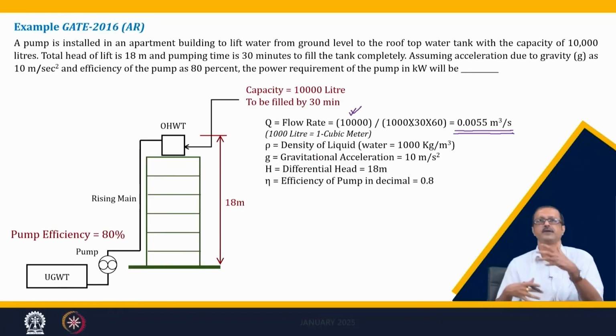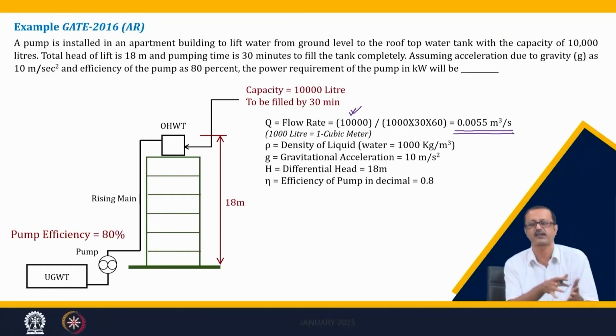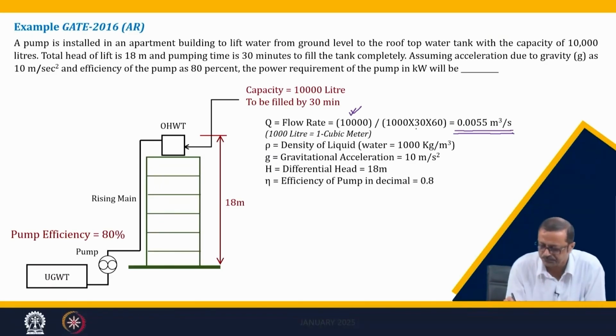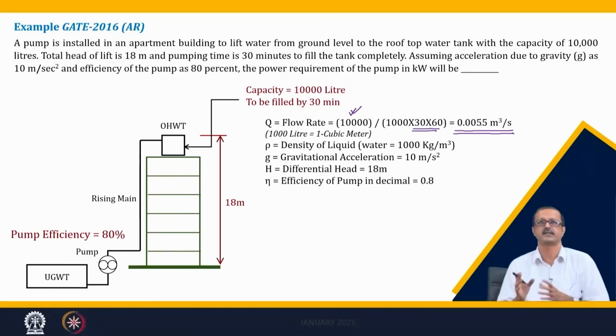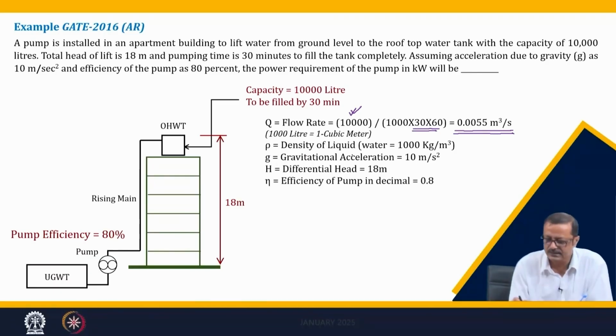So, I have to pump it within 30 minutes. So, 30 minutes I transfer to seconds, 30 into 60. That means 0.0055 meter cube per second will be my flow rate, and the density of the liquid is 1000 kg per meter cube. G is the gravitational acceleration, and all these things ahead and the pump, these things are there.